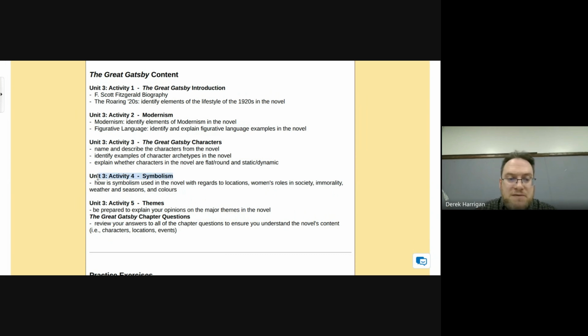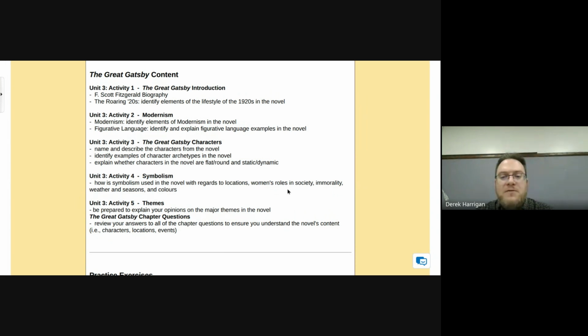Symbolism, that was activity 4. We talked about how in the novel, F. Scott Fitzgerald uses locations like East Egg, West Egg, and the Valley of the Ashes. They all represent a different part of society or a different class within society. So they are symbolic of something more than themselves.